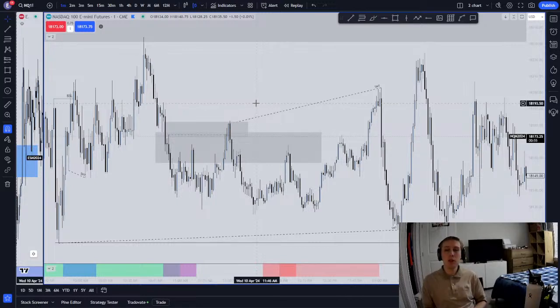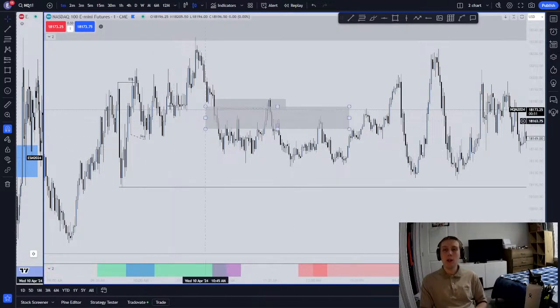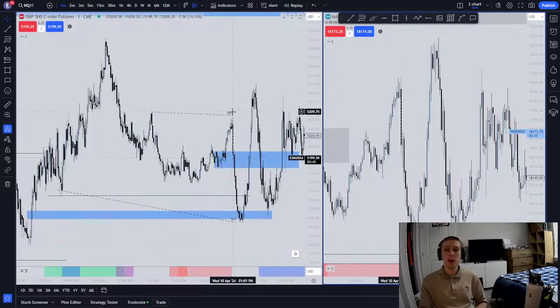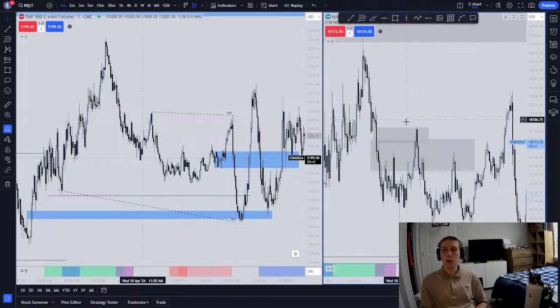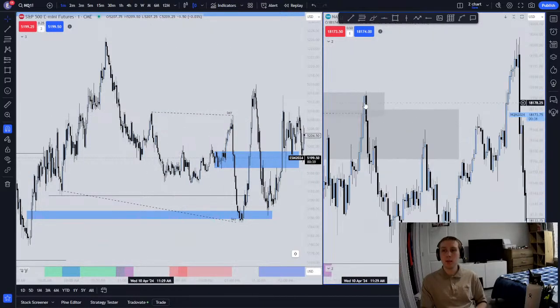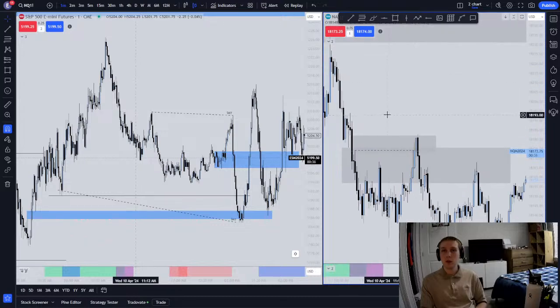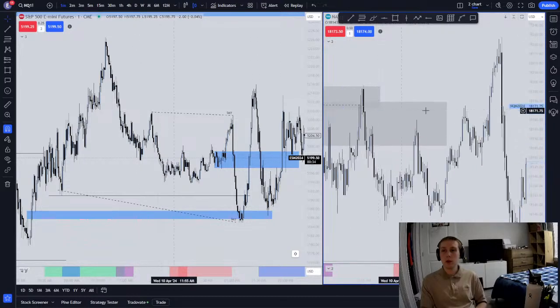What does the SMT really tell you? SMT tells you that there is a crack in correlation. So NQ and ES, the reason why I use NQ and ES is because they are correlating indices. So therefore, if we have a high here, so okay, let's see. Let me show you why this is an SMT in the first place. Am I on the 1 minute over here? Wait. Okay.